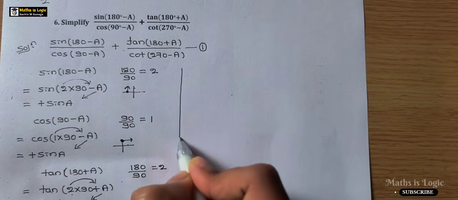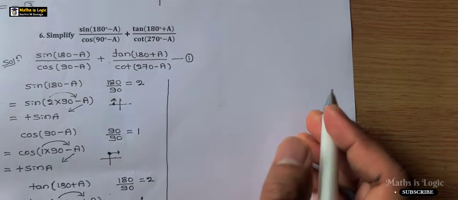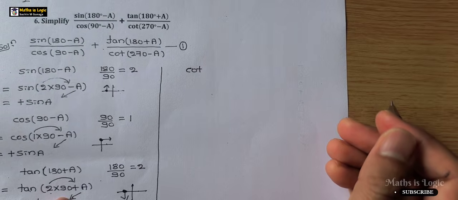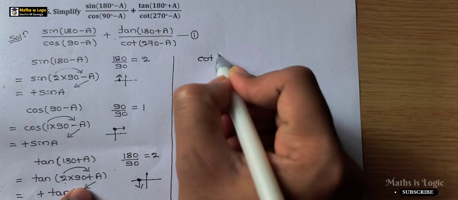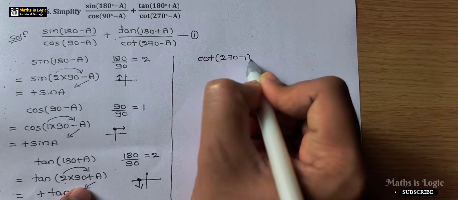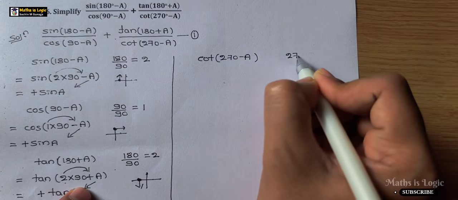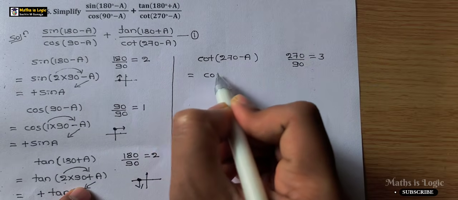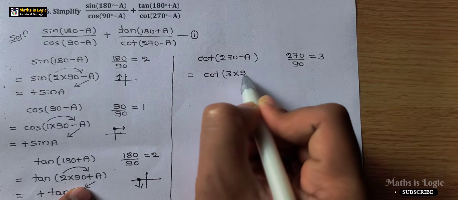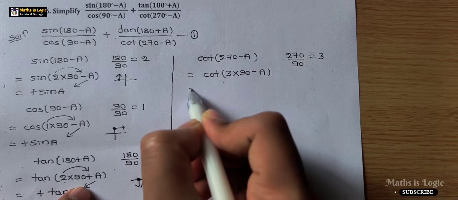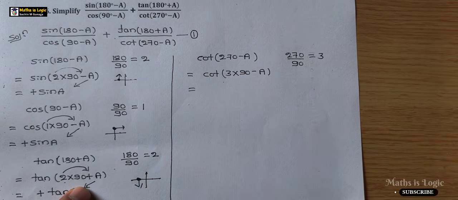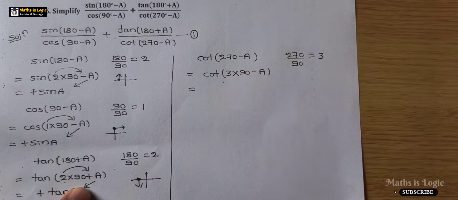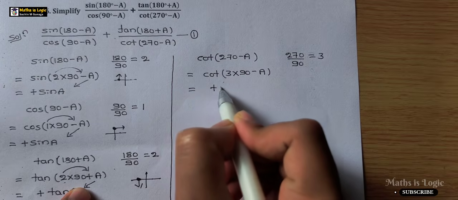Next, cot 270 minus a. 270 divided by 90 is 3. So cot, written in standard form, is cot of 3 into 90 minus a. Because of odd number, cot changes to tan. Right? Because of odd number, cot changes to tan.